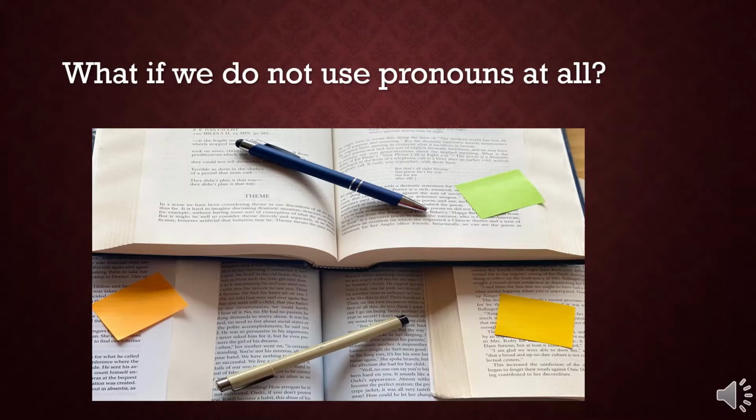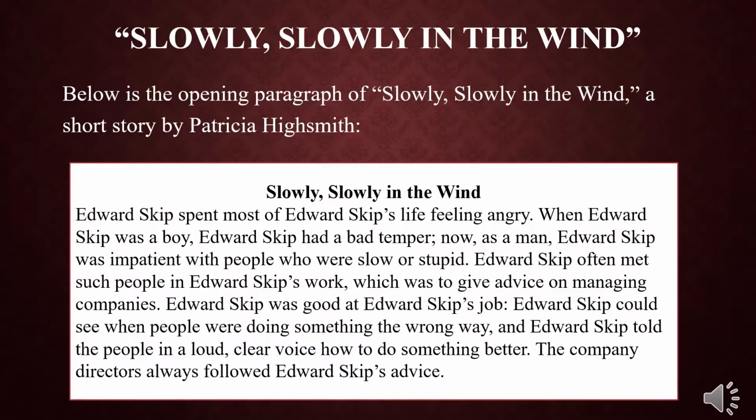Before I jump into the lesson, let's try to see what happens if we do not use pronouns at all. Then we will go over their types, functions, and ambiguities that come up if we do not use pronouns properly in our writing. Here is the opening paragraph of the short story, Slowly, Slowly in the Wind, written by Patricia Highsmith.